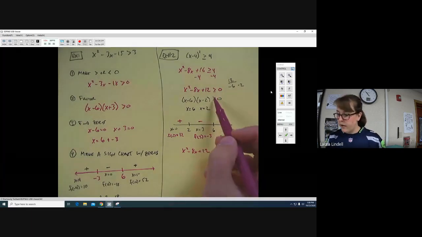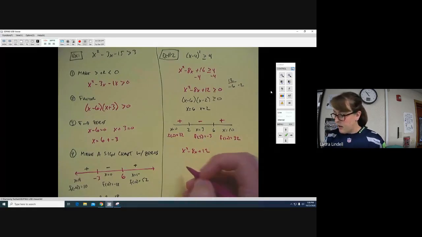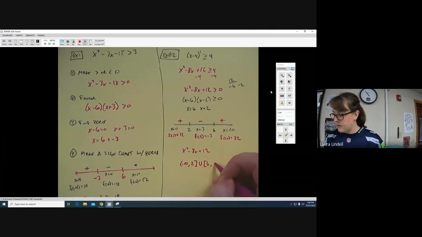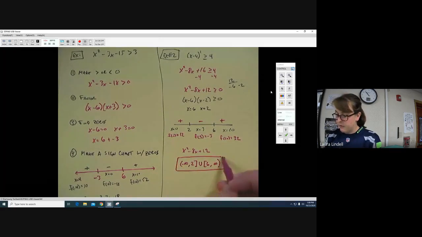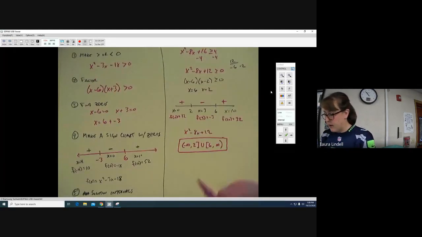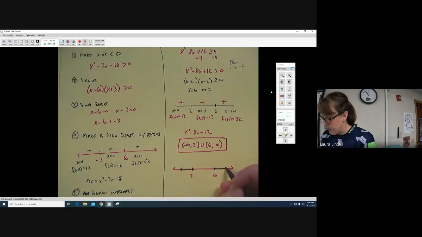And since we wanted greater than or equal to 0, that tells me that my solution intervals are going to be negative infinity to 2 inclusive, and including 6 to infinity. So if I was expressing my answer in interval notation, this is what I would put. If I was expressing my answer on a number line, we would have a solid dot at 2 and an arrow going left, and a solid dot at 6 with an arrow going right.